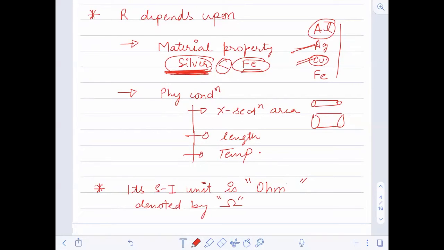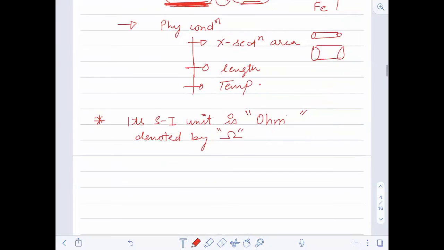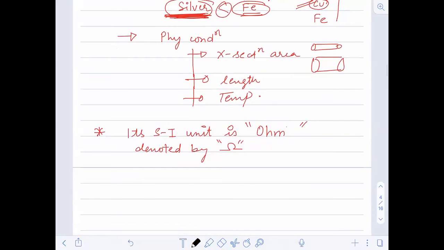Let us have a visualization of resistance. What is this resistance? What causes resistance? We'll look into that first. So now we are trying to understand what this resistance is.